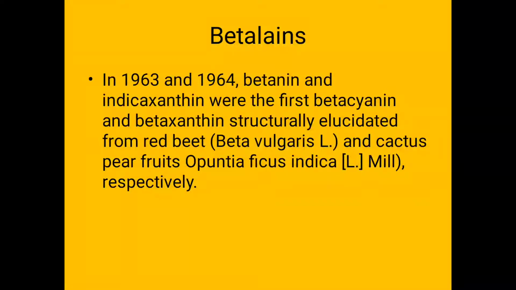Betalains: in 1963 and 1964, betanin and indicaxanthin, the first betacyanin and betaxanthin, were structurally determined from the red beet and the cactus pear fruit respectively.